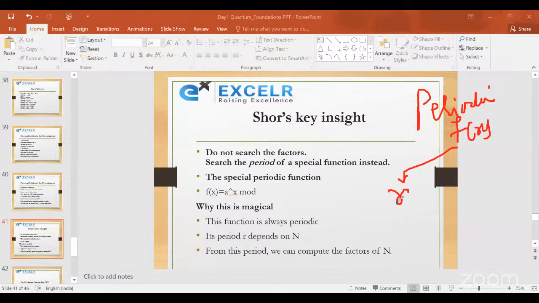So we have to take such a function whose periodicity r depends on what number we have to factorize. Suppose we have to factorize the number n, right? So we have to choose such a function whose periodicity depends on n. As the number changes, the periodicity will change.